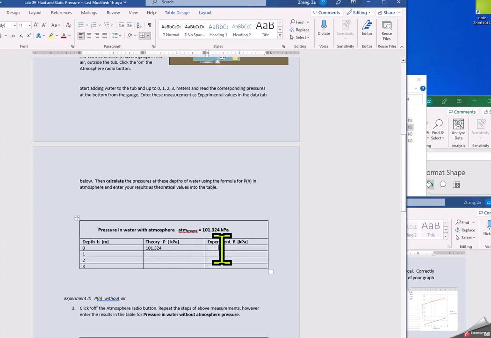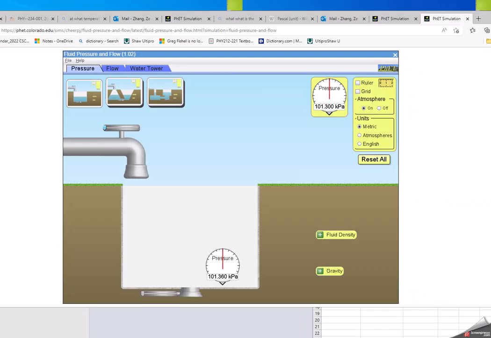So you enter over here, and that's no water. Then you start adding water. With no water, it has this much pressure purely due to the air. Now the second point is adding 1 meter depth of water, so let it be immersed in the water for 1 meter.